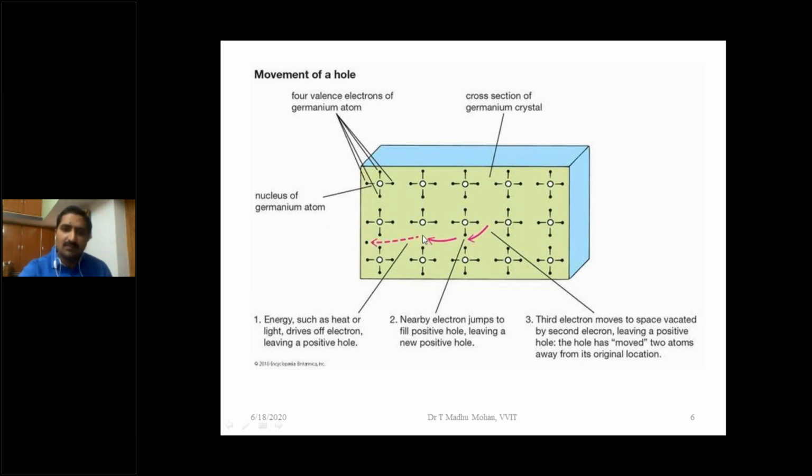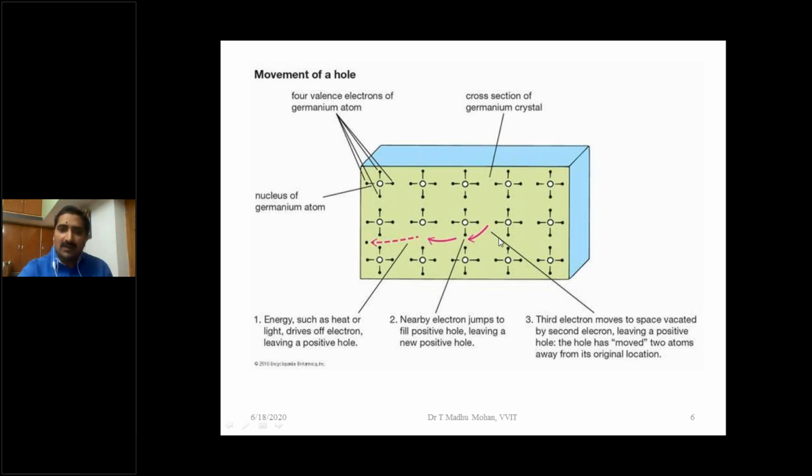The electron is free from the covalent bond, and that electron goes to the conduction band, leaving an empty site. That empty site is filled by some other germanium atom's electron. So displacement of electrons takes place. Due to the displacement of electrons, we are getting the electron current, and the hole is moving. Here the electron occupies this hole, so the hole is moving to this one. That hole is occupied by this electron, so the hole is moving this side. So here both electron movement and hole movement take place.